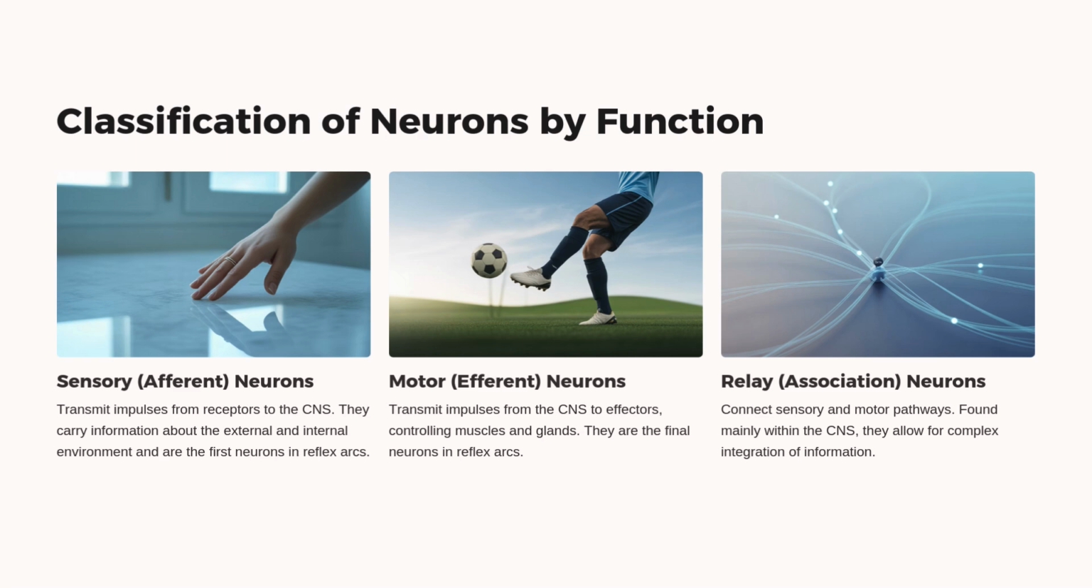Motor, efferent neurons transmit impulses from the CNS to effectors, controlling muscles and glands. They are the final neurons in reflex arcs. Relay, association, neurons connect sensory and motor pathways. Found mainly within the CNS, they allow for complex integration of information.